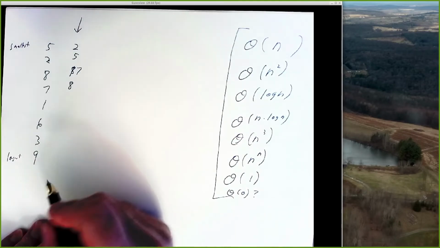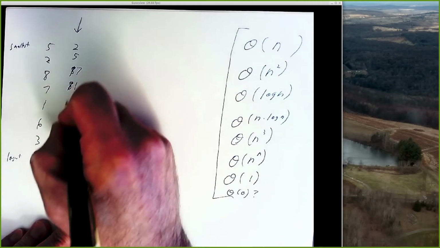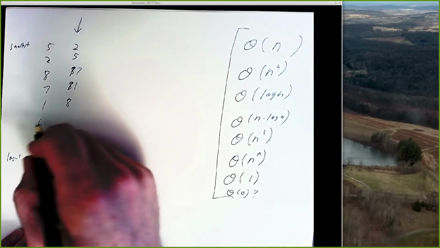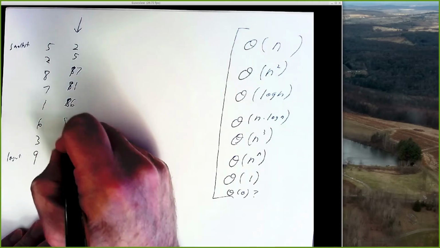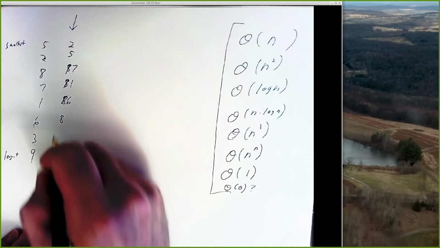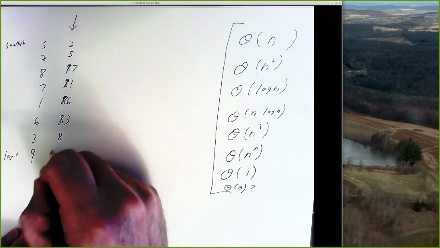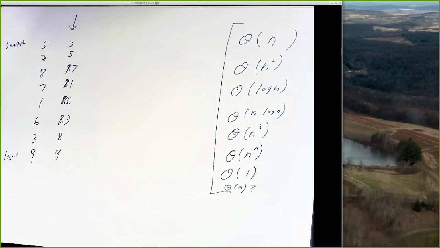I'll compare 8 to 1. Those are in the wrong order, so I'll put the 1 here and the 8 here. Compare 8 to 6. Those are in the wrong order, so I'll swap those. 8 to 3. Those are in the wrong order. And then 8 to 9. Those are in the right order. And so this is one pass through our data. It doesn't leave our data sorted. But what is the effect of that one pass? What happens after you've gone through the data once like this?